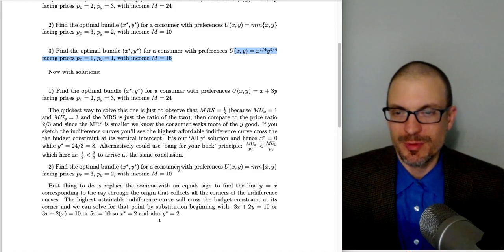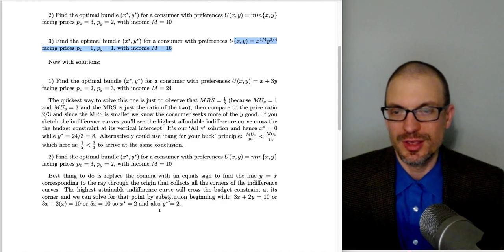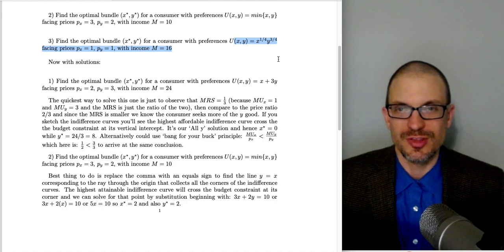All right, find the optimal bundle for perfect complements. The best thing to do is replace the comma with an equal sign. Find the line Y equals X corresponding to the ray through the origin that collects all the corners of the indifference curves. The highest attainable indifference curve crosses the budget constraint at its corner. Solved by substitution, right? That's exactly what we talked about.